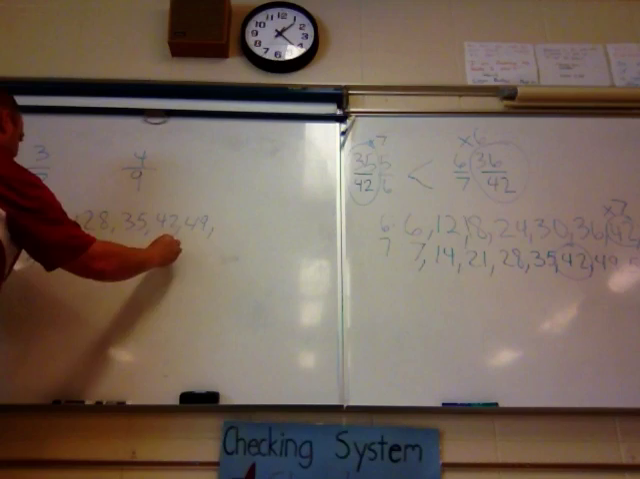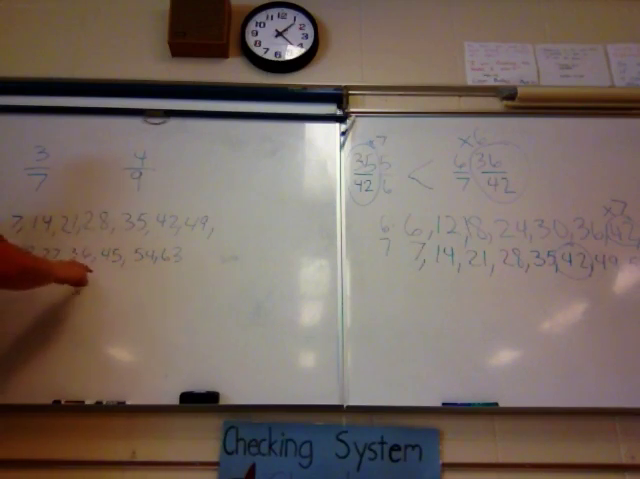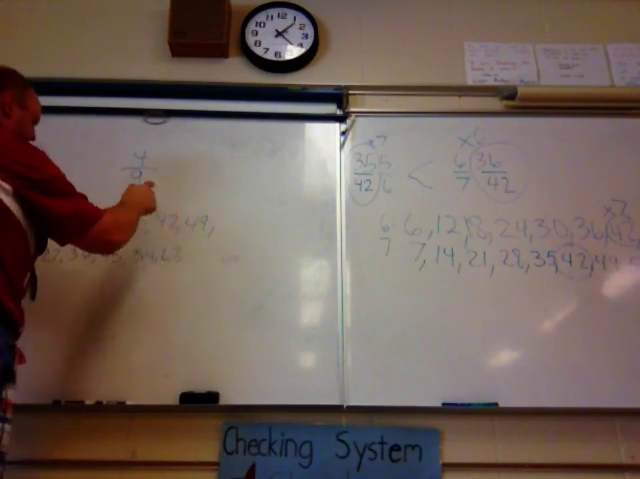54, 63, that's probably good. 9, no 9. 18, no 18. 27, no 27. 36, no 36. 45, no 45. 54, no 54. Oh, no.